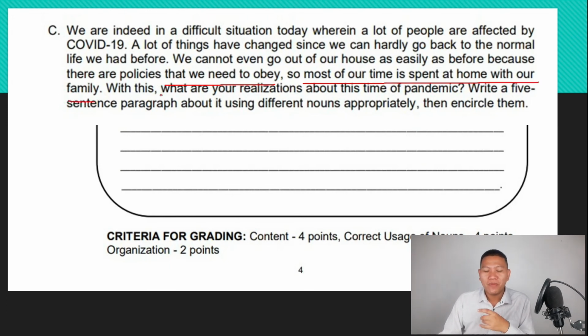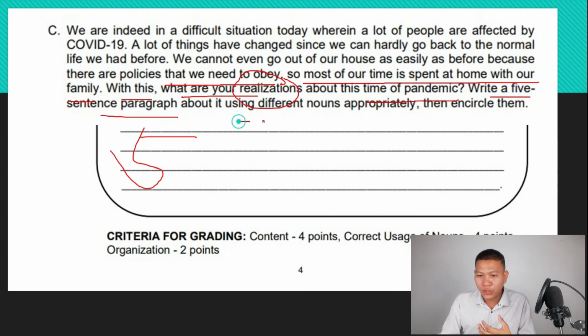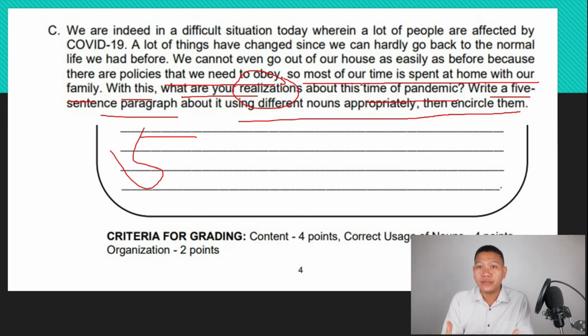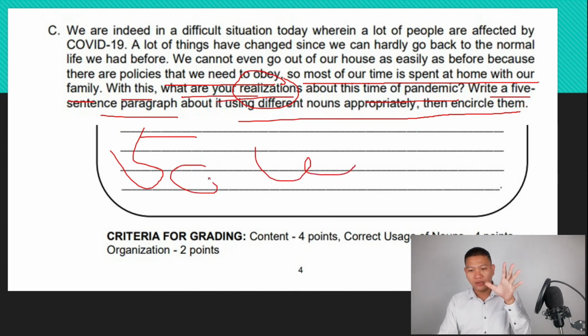That's good. With this, what are your realizations? What have you realized? What are your learnings? What have you realized about this time of pandemic? Write a 5-sentence paragraph, so 5 sentences using nouns appropriately. Okay? Then encircle them. So you will write what you have learned here, and based on your answer, encircle the nouns you used. 5 nouns. You get it? Okay.